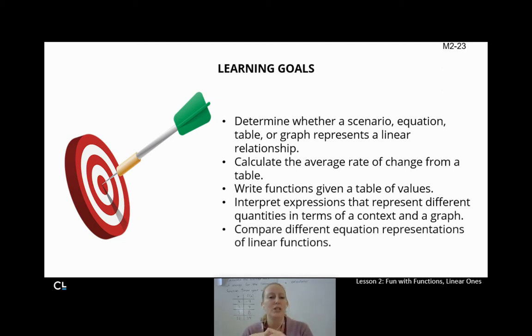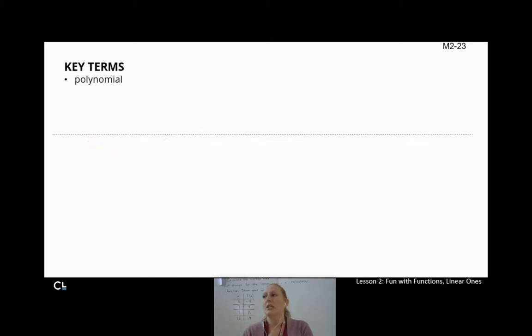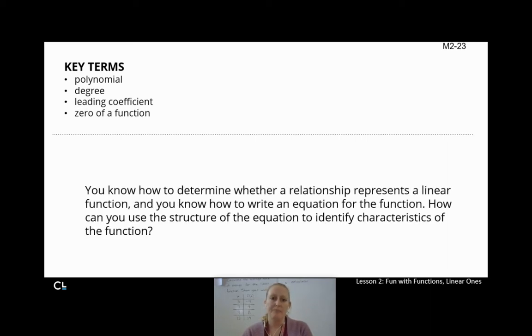And we're also going to start today comparing different equation representations of linear functions. That's where we're going to start digging in today. We're also going to start finally hitting our key terms: polynomial, degree, leading coefficient, zero of a function. We're going to start touching those today.